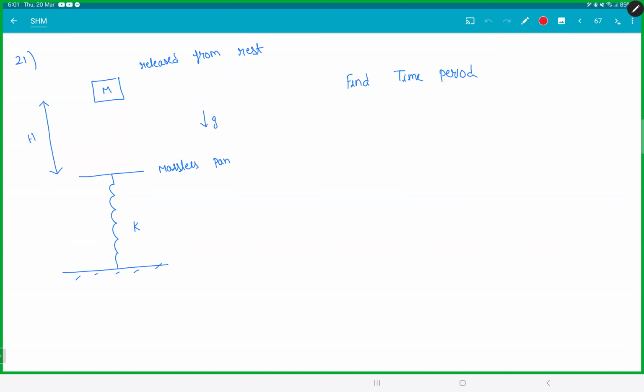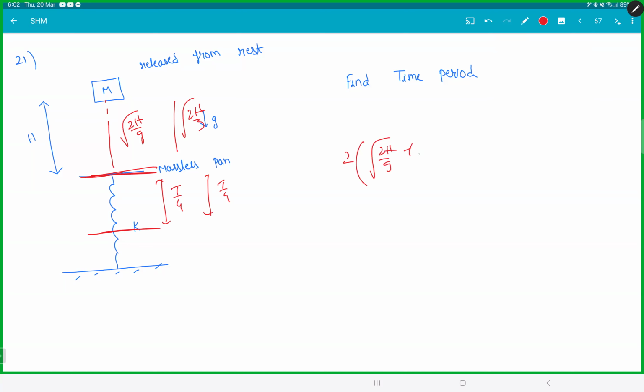Listen to this. What I'm saying, listen and tell me what is the issue here. So when it is freely falling here, this will take root over 2h by g. Freely falling, right? Kinematics. Then once it hits the spring here, from here to here, it will go to the extreme position. So this time period is T by 4. So while going back again, this is T by 4. While going up, this is also root 2h by g. So the answer must be 2 times root over 2h by g plus T by 4, where T is nothing but 2 pi root over m by k.